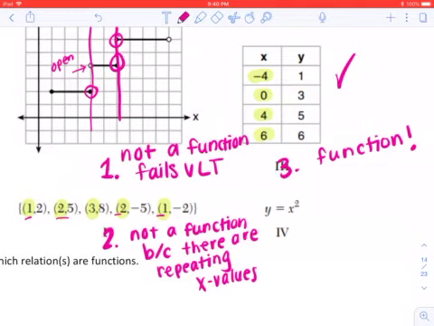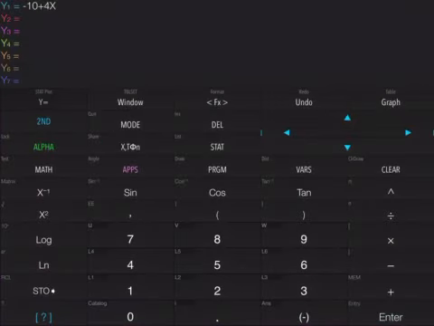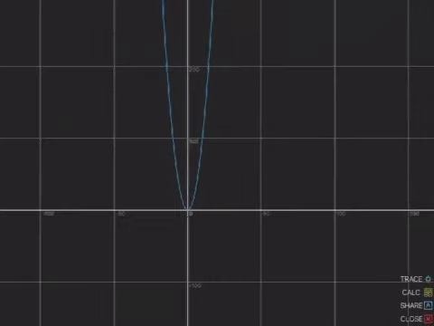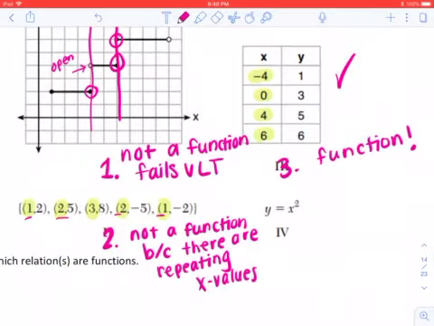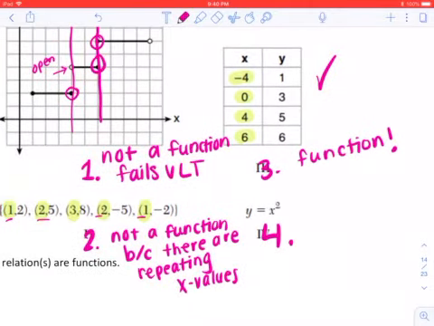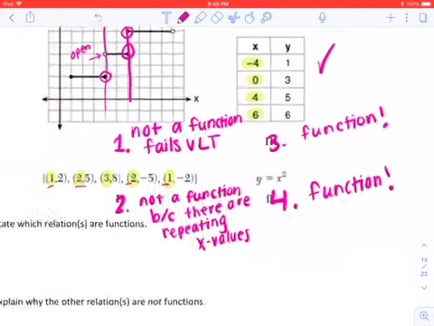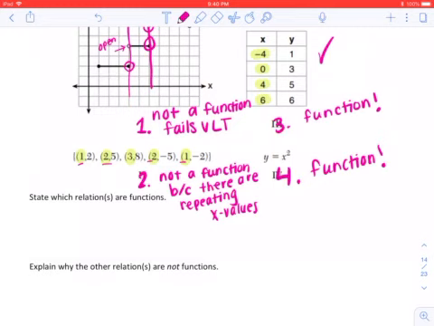And number 4, y equals x squared. Well, we just need to graph that and see if it passes the vertical line test. So if I go to my calculator, go to y equals, switch this to x squared, and hit graph, we see our graph. It does pass the vertical line test. Nowhere does it cross twice when you draw a vertical line. So 4 is a function. So the question, state which relations are functions. The answer is 3 and 4.